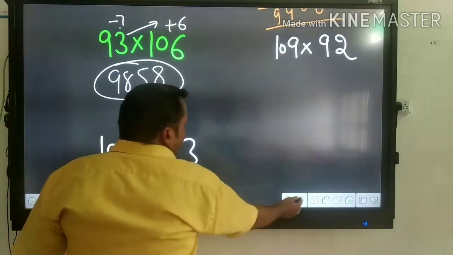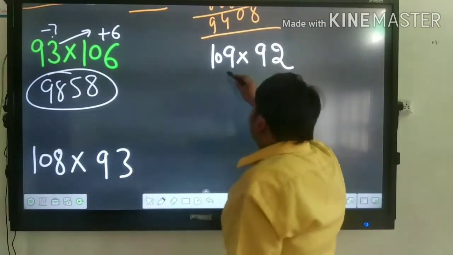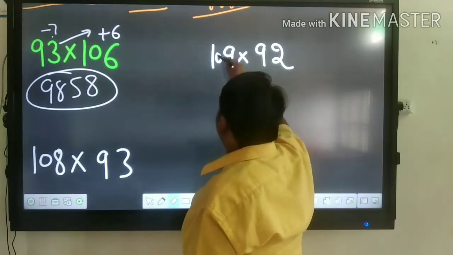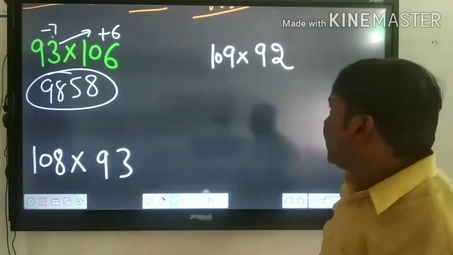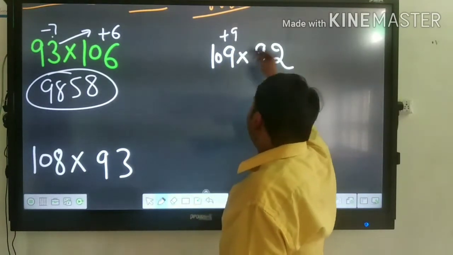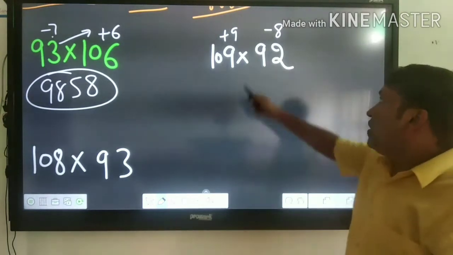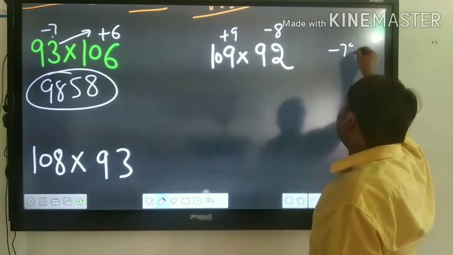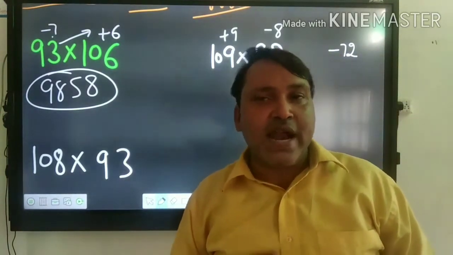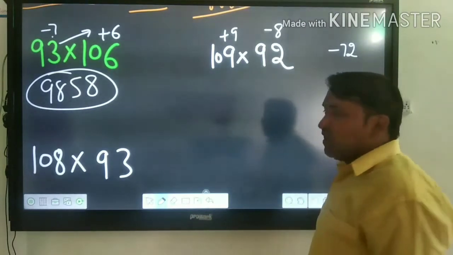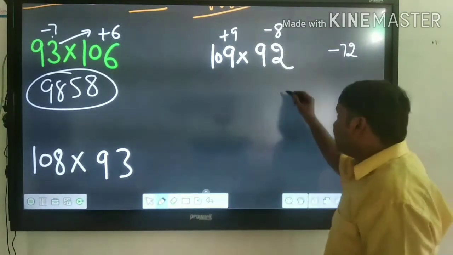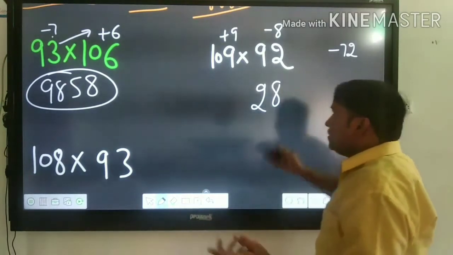Okay, now we will go for the next question for better understanding. Now you see, 109 multiply 92. The first number is 9 more than 100 and the second number is 8 less than 100. One is more, one is less. So 9 multiply 8, that is minus 72. Now we will not write the minus symbol, so I will subtract it from 100. After subtraction, what will I get? I will get 28. Okay, so this is the first part of my answer.